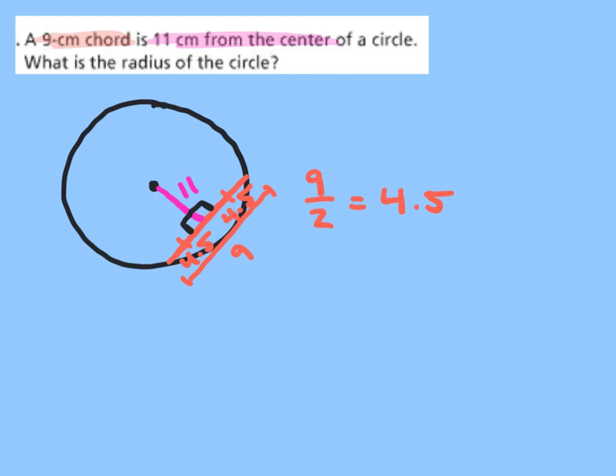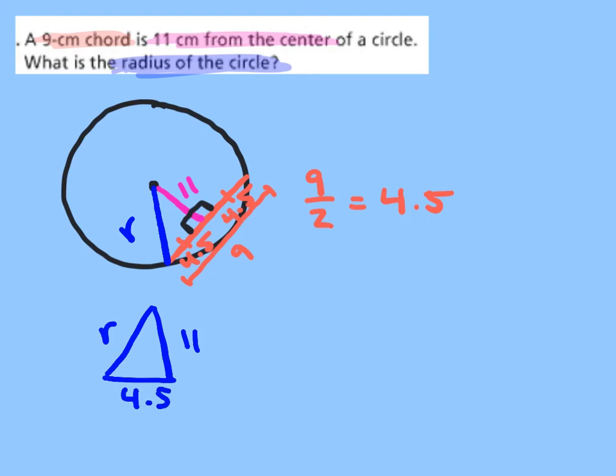Now the question is asking for the length of the radius of the circle. So if I draw in a radius of a circle, and I call it R, we can see that we have a right triangle, which I can redraw. So I have the radius, this is 11, and this is 4.5. So to solve with a right triangle, we're going to use the Pythagorean theorem. So a squared plus b squared equals c squared. Again, picking out that value of R as my value of c, because it's straight across from the right angle.